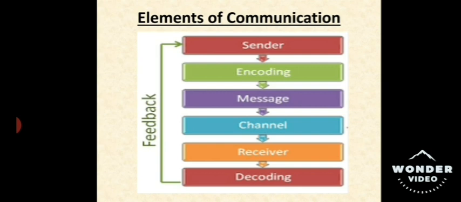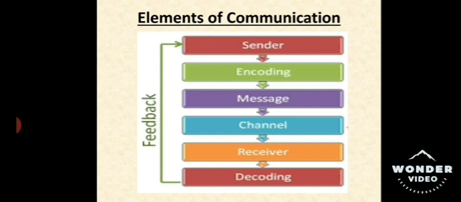The fifth element here is the receiver, or the recipient. The person to whom the message is sent is called the receiver. Again, the receiver may be one person or more than one, depending on the type of communication. The next element is decoding. Decoding is the opposite of encoding. Decoding is done by the receiver.